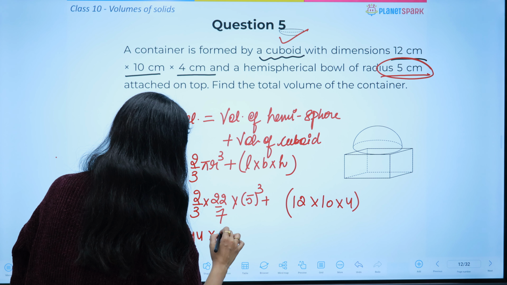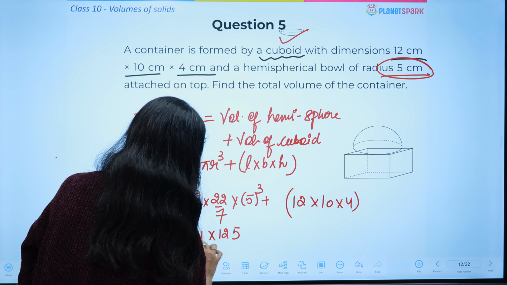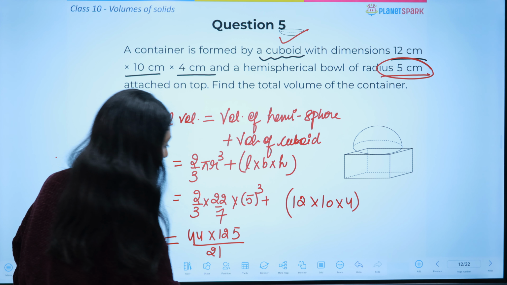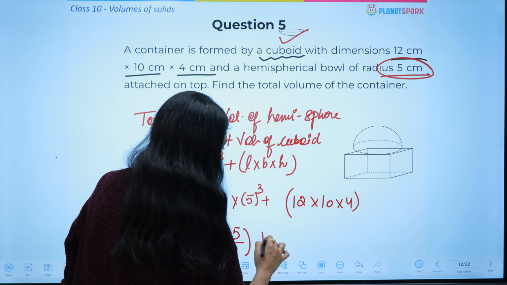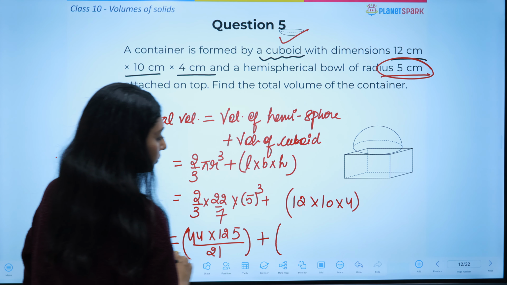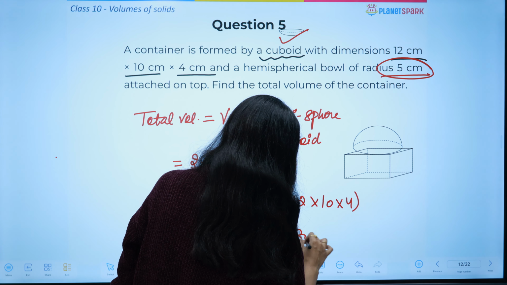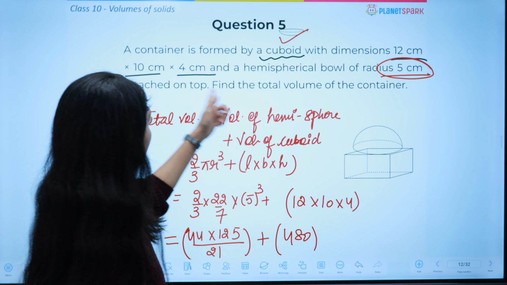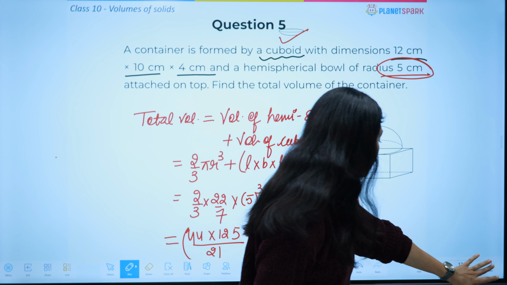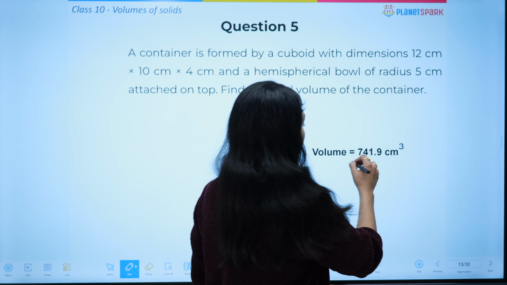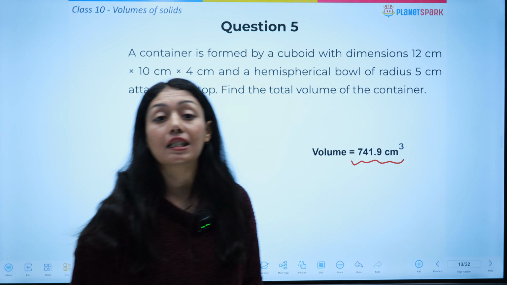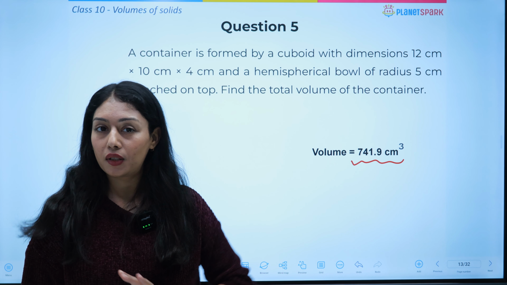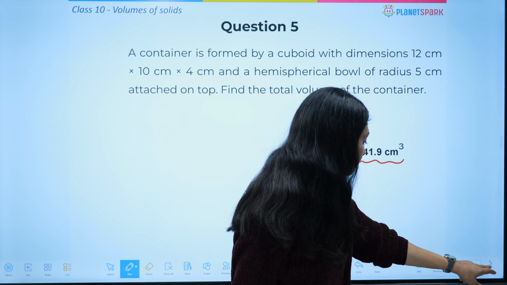44 into 125 upon 21. Plus we'll be having here 480. Simplify this part, add 480 there, and the final volume we can keep in centimeter cube. So you will be getting it as 741.9 centimeter cube there, right everybody?